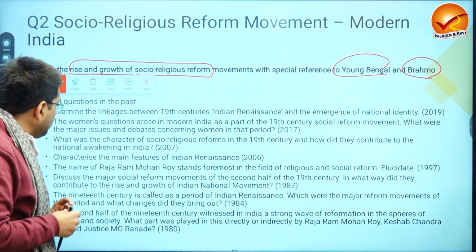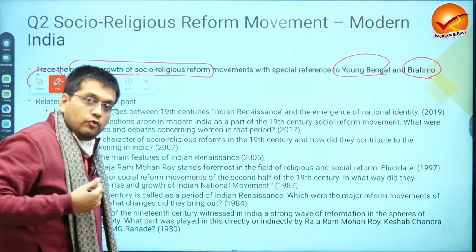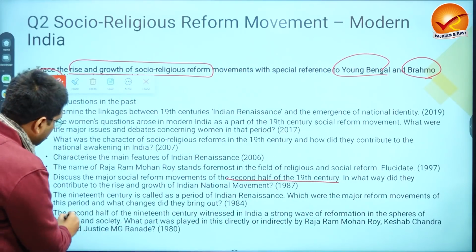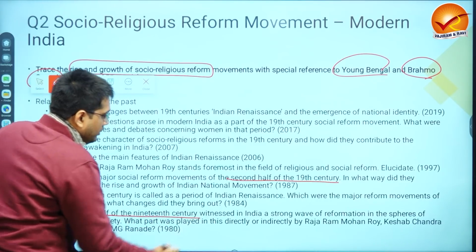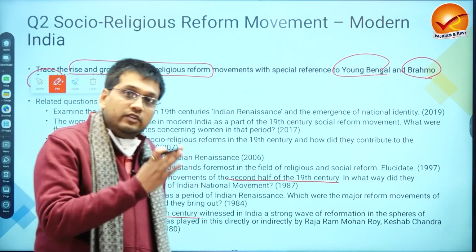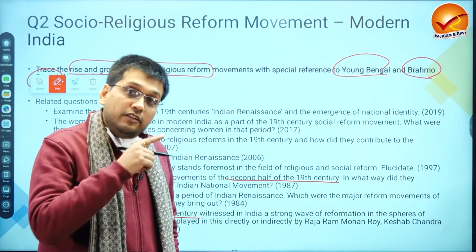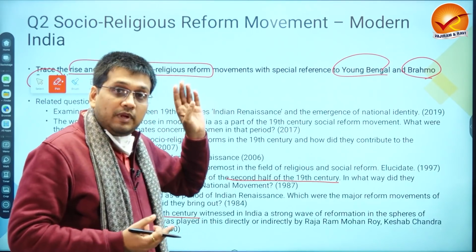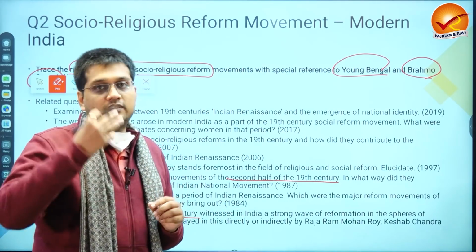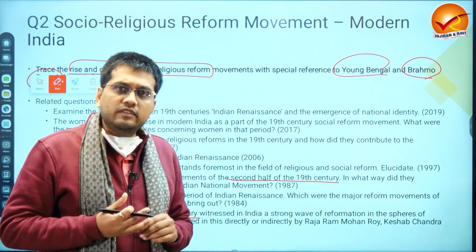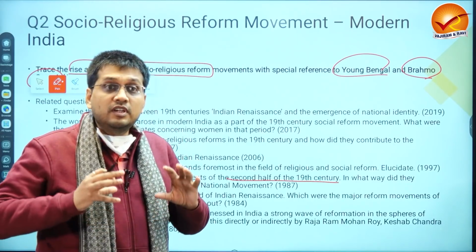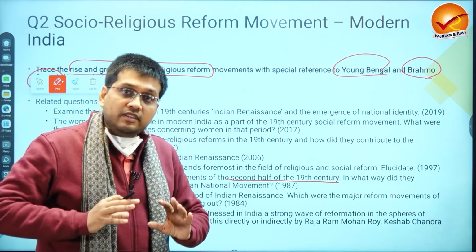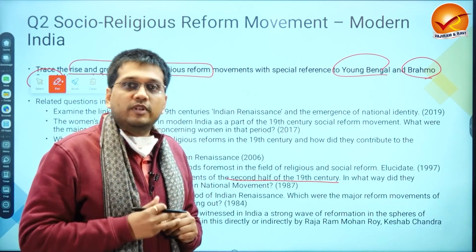And they also have asked a few questions about the movement in the second half of the 19th century. Again, in the second half of the 19th century. So sometimes they have talked about 1850 to 1900. But this question, for the first time, implicitly mentions Young Bengal and Brahmo Samaj, that is the first half of the 19th century, the 1820s, 1830s, 1840s, that is the period that they are asking about. So it is the foundational phase of socio-religious reform movement, which in itself is the foundational phase of the national movement.